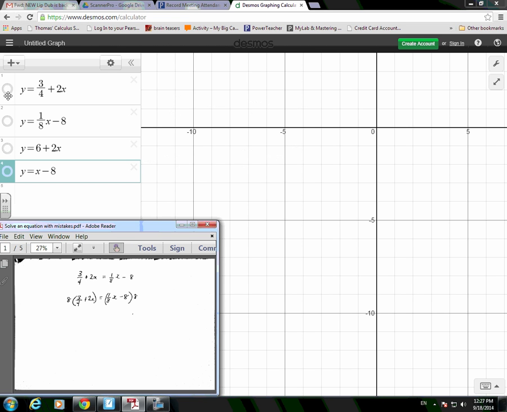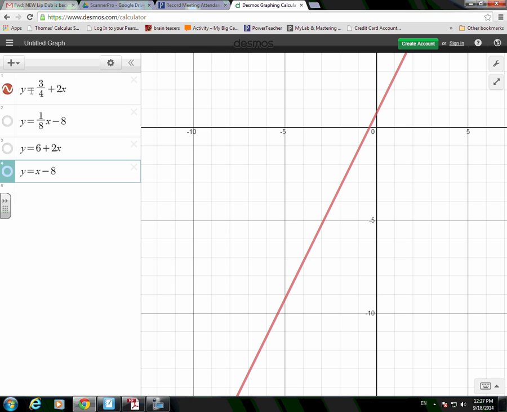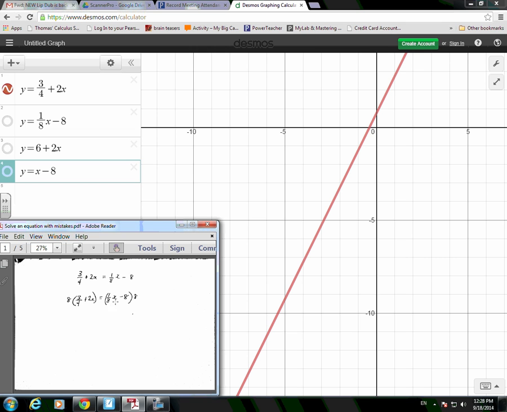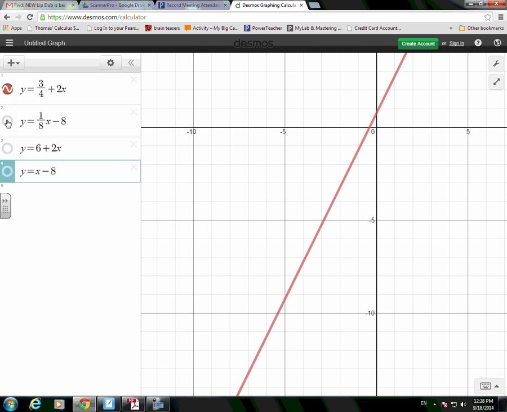What I'm going to do is take the left-hand side of the equation, 3/4 plus 2x, and write it as a y equals. So this is all the solutions to the equation y equals 3/4 plus 2x. Then I'm going to take the other side of the equation, 1/8 x minus 8, and enter that as a y equals, and that gives me the other line, the blue line. All of the points on this blue line are solutions to the second equation. Right here happens to be solutions to both equations simultaneously.